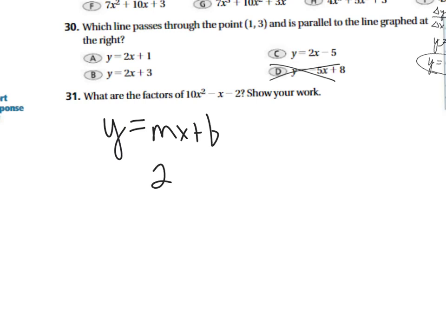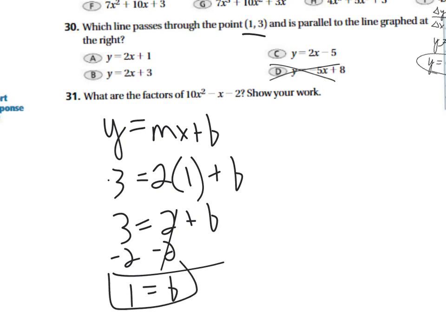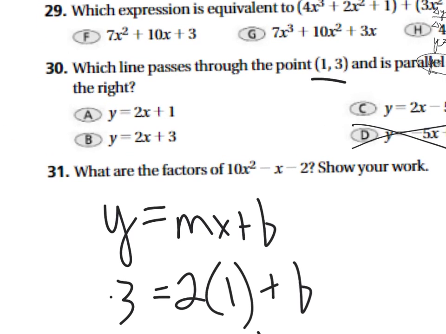Our slope has to be 2. It has to go through the point 1, 3. So let's just substitute in 1 and 3. And we would get a y-intercept of 1, so 2x plus 1, which would be choice A.